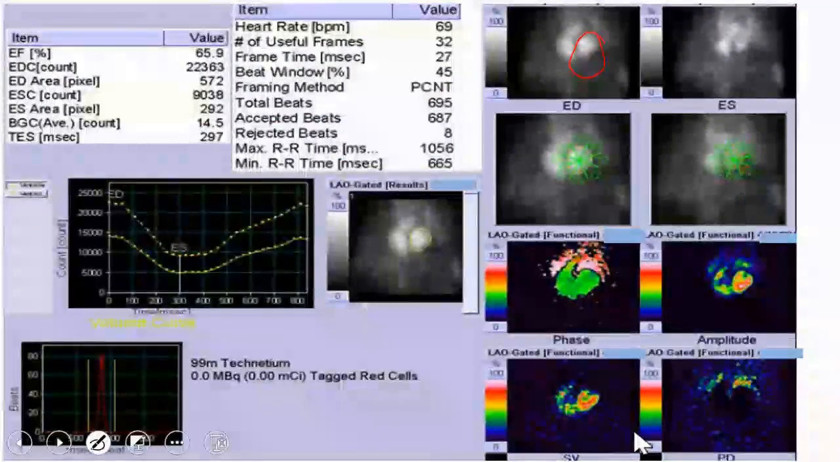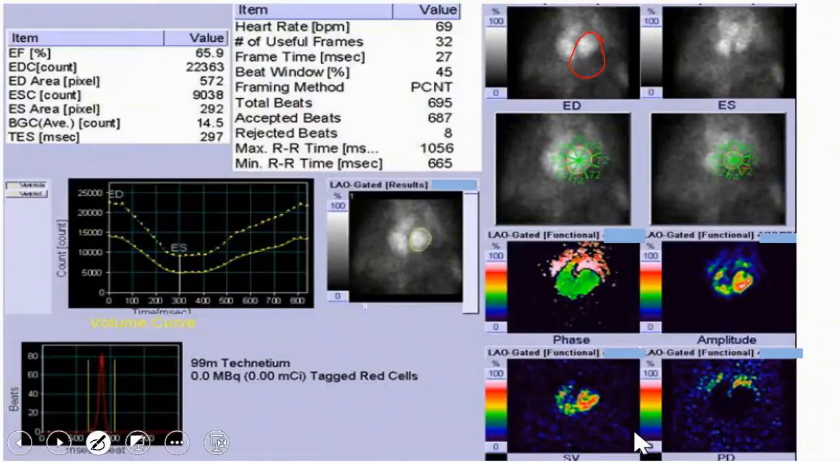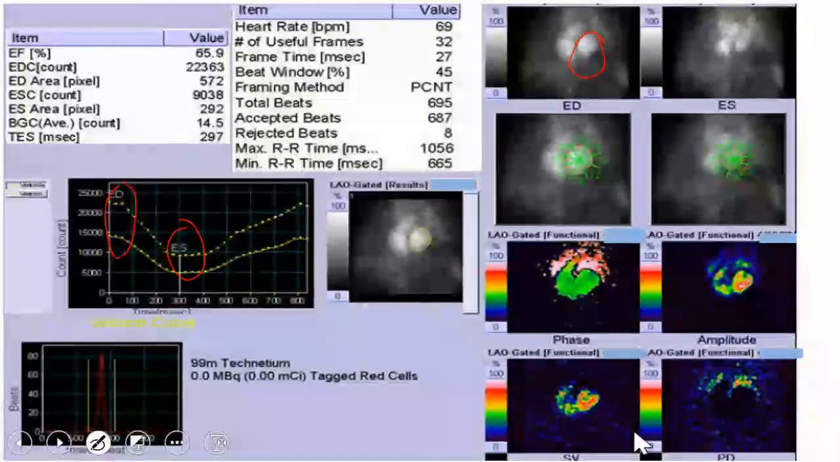This curve represents the end diastolic volume, ED, and the end systolic volume, which is the lowest volume for the left ventricle. It begins to show you the change in volume over time, indicating what is happening here.